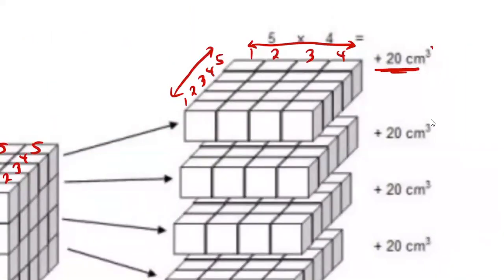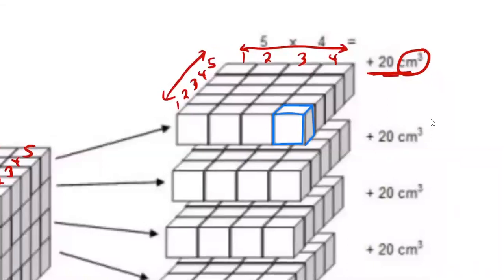And by the way, each one of those is a cubic centimeter. What do we mean by that? It's a cube. Look right here, for example. This, that's an actual cube, a centimeter by centimeter by centimeter cube. We call it a cubic centimeter because it's centimeter by centimeter by centimeter, so we're saying there's 20 cubic centimeters.